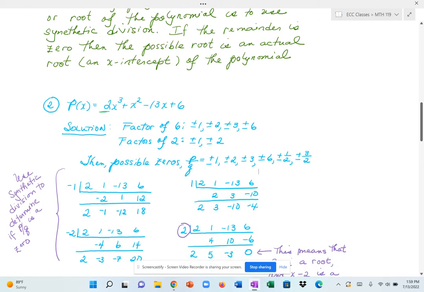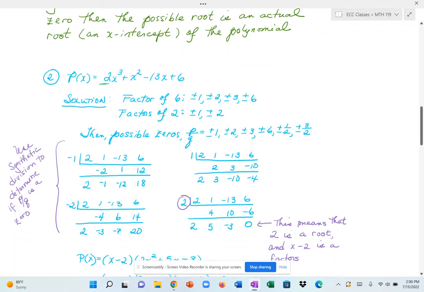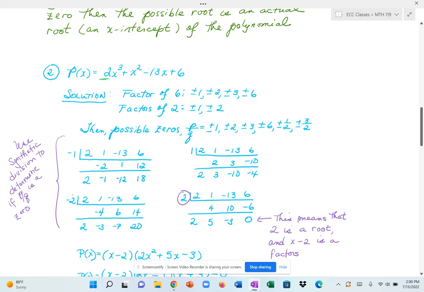So I showed you a few here. You could list and do a synthetic division for every single one of these. But here I showed you synthetic division using -1. And when I do all that work, I end up with a remainder of 18. So -1 is not a possibility. And then I did it with -2 and I got a remainder of 20. So that one doesn't work. Remember, we talked about synthetic division in a previous lesson. So you can go back to that if you don't remember how to do synthetic division.